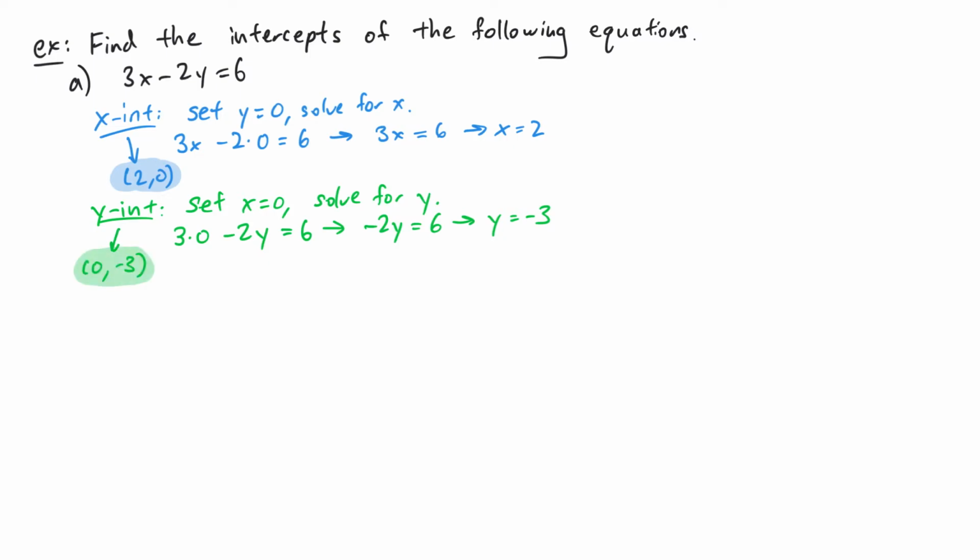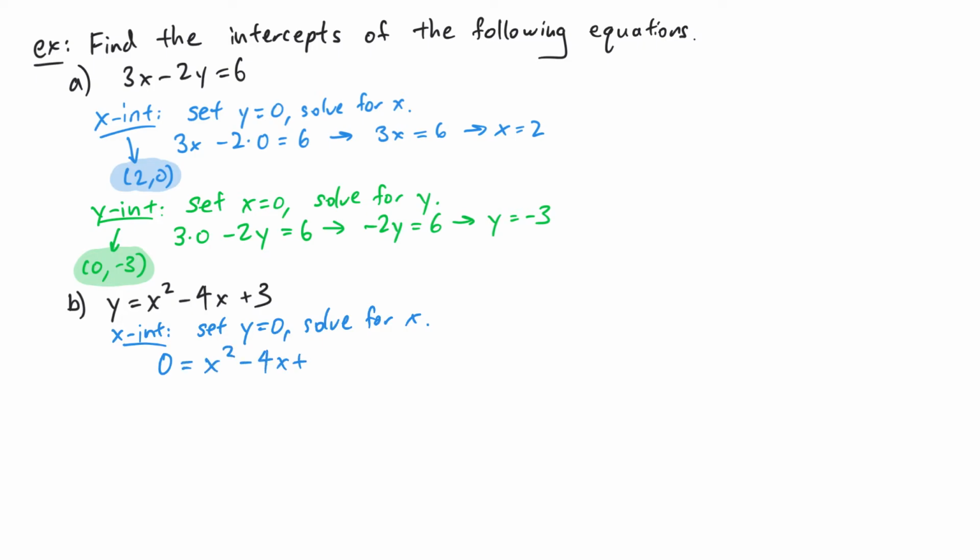Let's try finding the intercepts for another equation. Here we're given the equation y equals x squared minus 4x plus 3. The procedure is the same as before. To find your x-intercepts, you set y equal to 0 and solve for x. So in our equation here, setting y equal to 0, we're left with 0 equals x squared minus 4x plus 3. Now this is a quadratic equation, and one way to solve such an equation is by factoring.